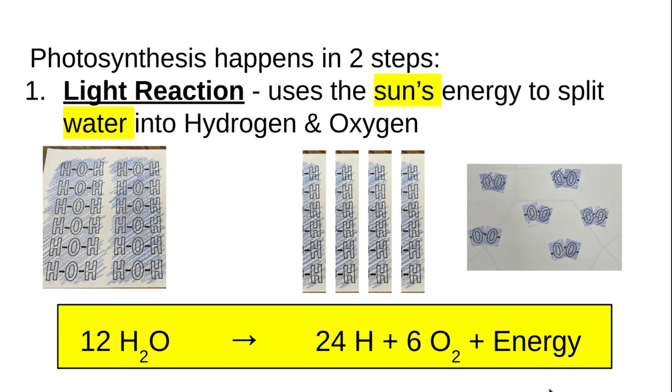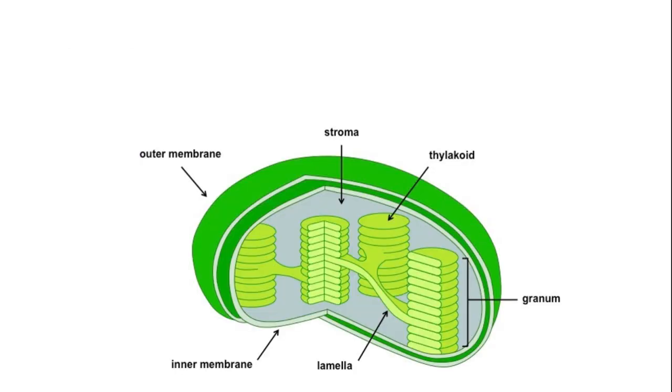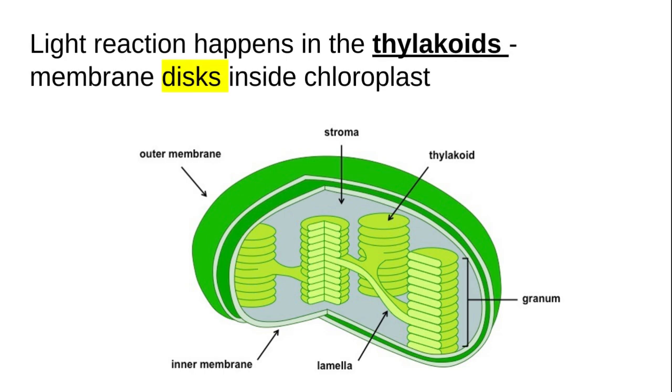You're not going to be responsible for writing this equation, but you do need to know what the light reaction is. The light reaction, because it requires light and chlorophyll, happens in the green part of the chloroplast, and the green parts are the thylakoids. So these are membrane discs inside of the chloroplast.